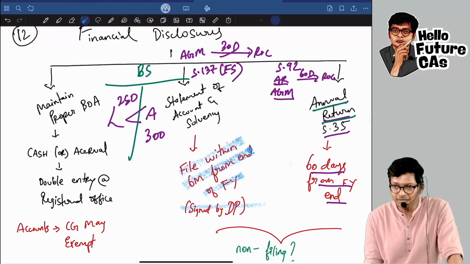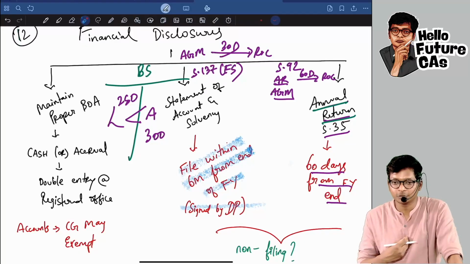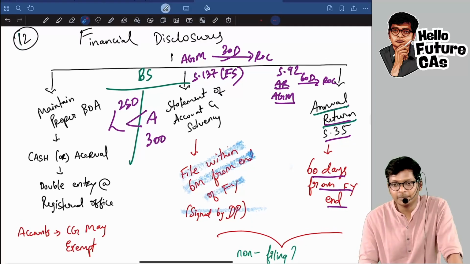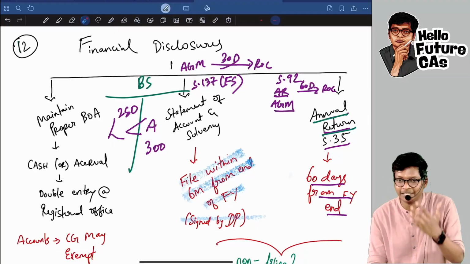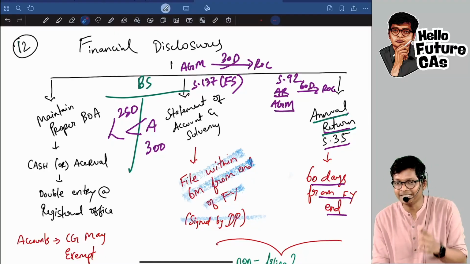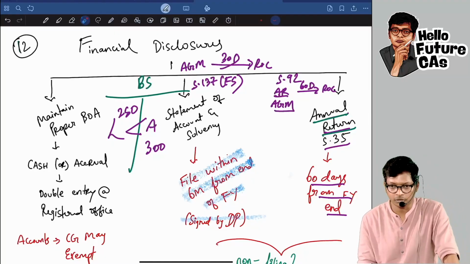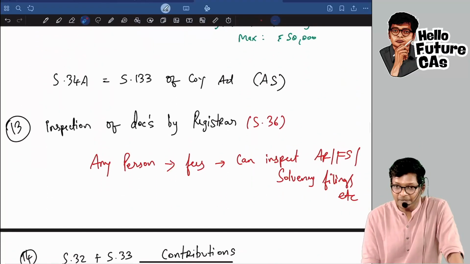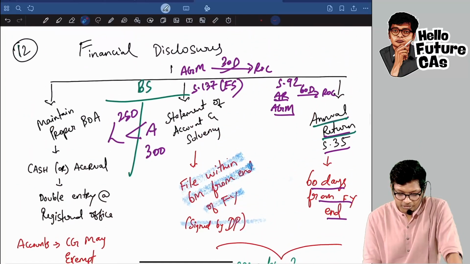Here we don't have a concept of shareholders. So any partner can inspect books of accounts. Of course, a partner has a basic right to inspect, but I can remove that right in the LLP agreement if I want. Okay. Of course, DP will have the right. Okay. Next concept, this is section number 12.